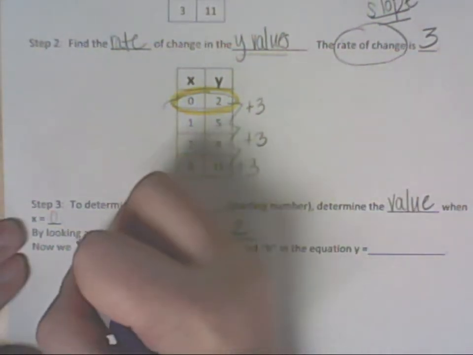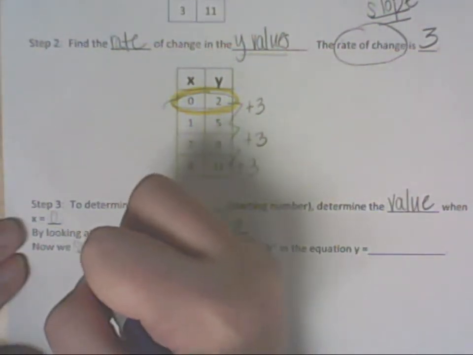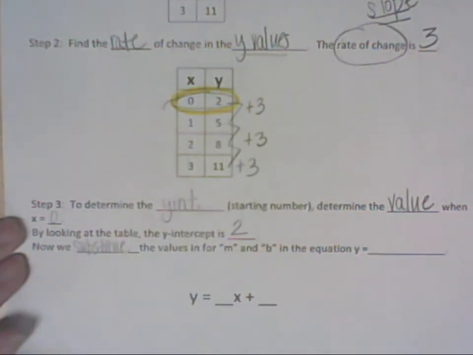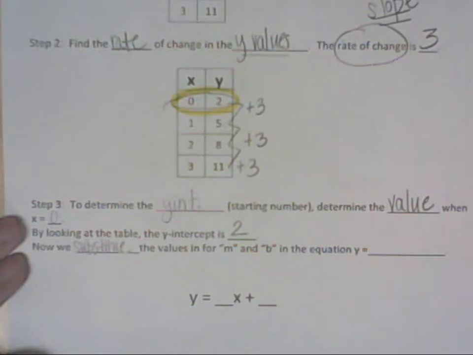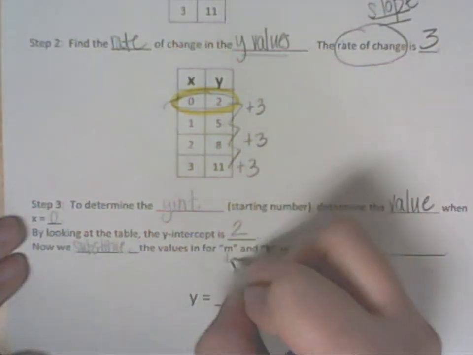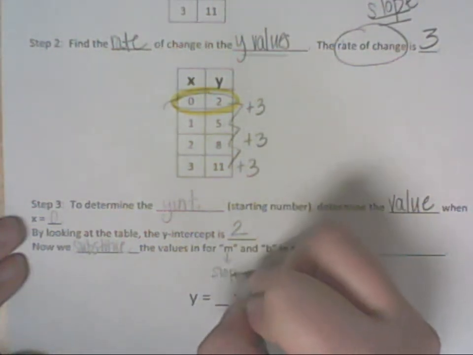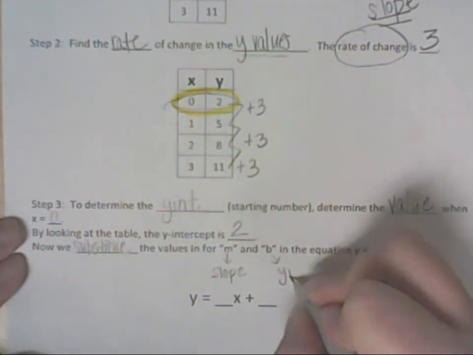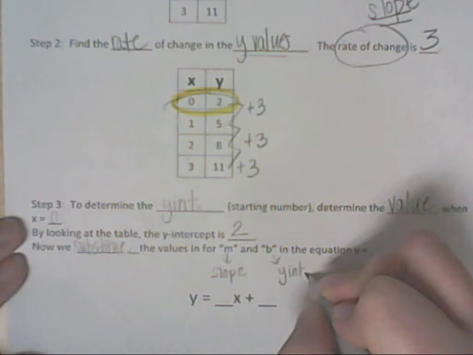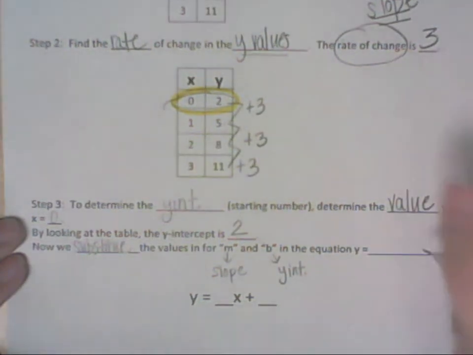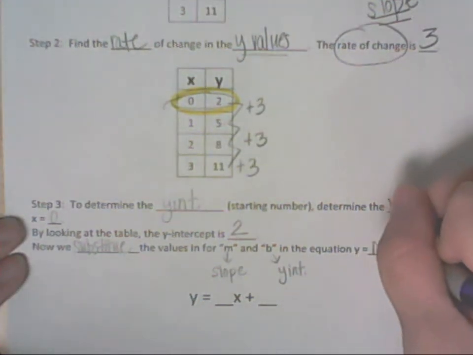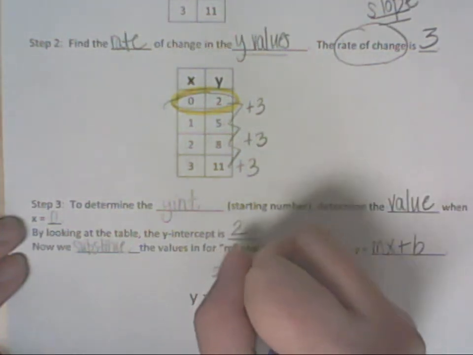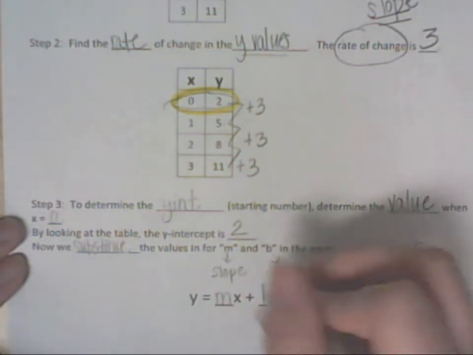Okay? So now we can substitute. Substitute means plug it in. So we need to substitute the values in for m, and remember that m is the slope. And b, what was b? Yes, it's the y-intercept. Y-intercept is where it crosses the y-axis. So our equation is y equals mx plus b.